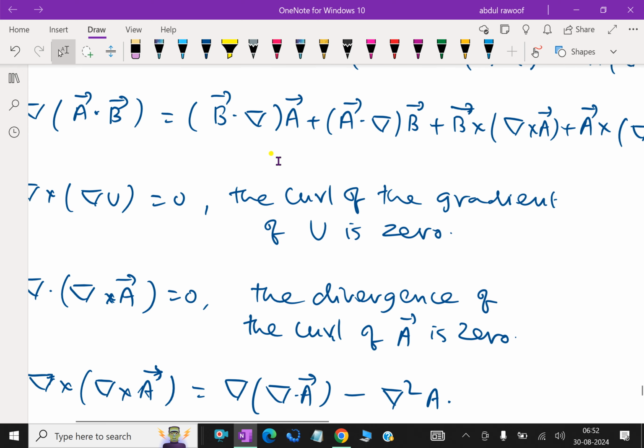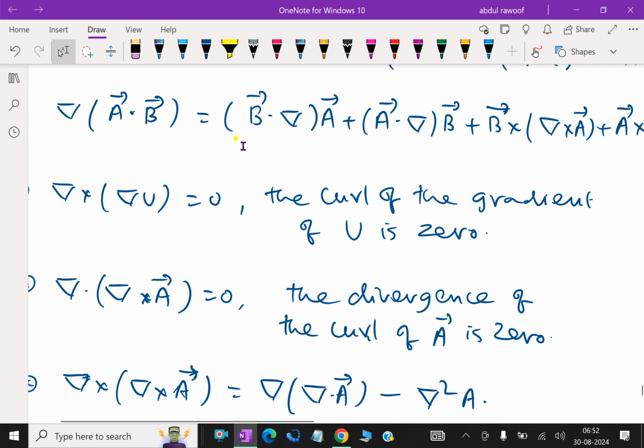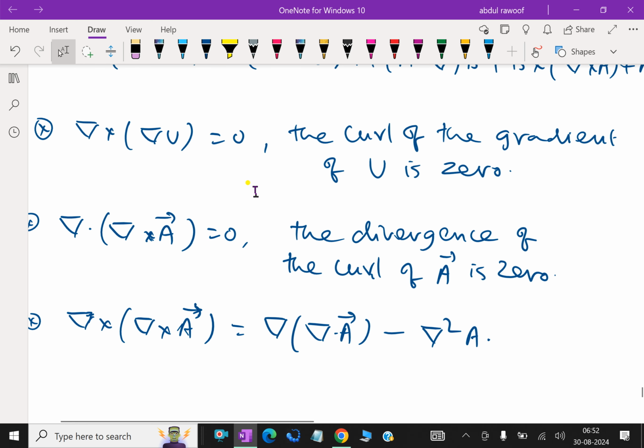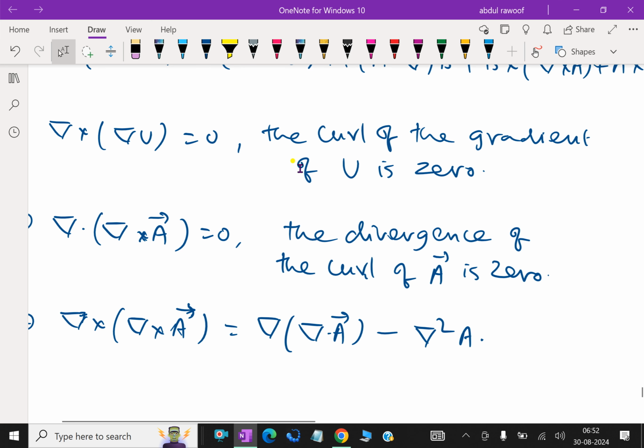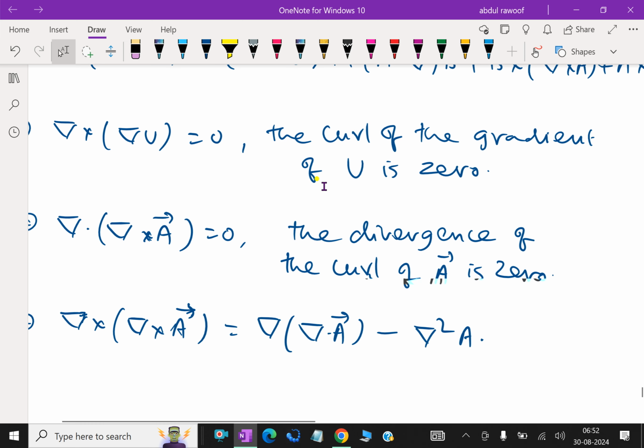You have to remember this. It is lengthy, but by practicing you can remember this. Next one, del cross of del u is equal to 0. This result is 0. That means the cross product of del and the gradient of u is equal to 0. That is curl of the gradient. This is curl of the gradient of u is 0. Curl of the gradient is always 0.